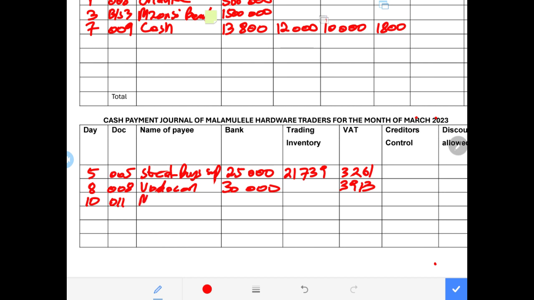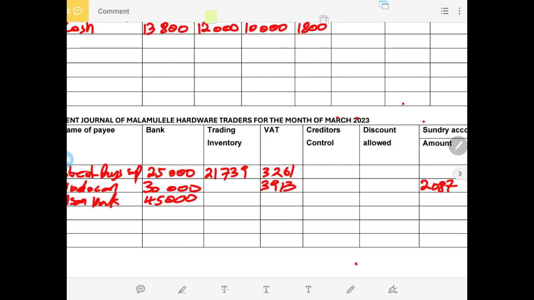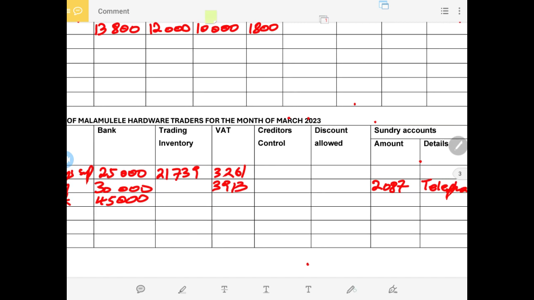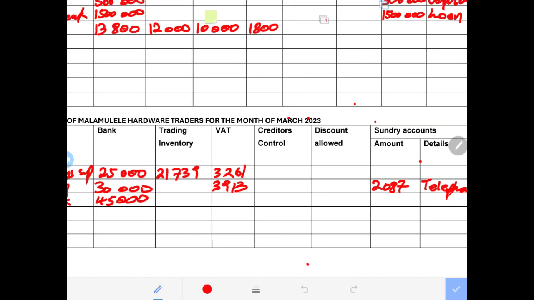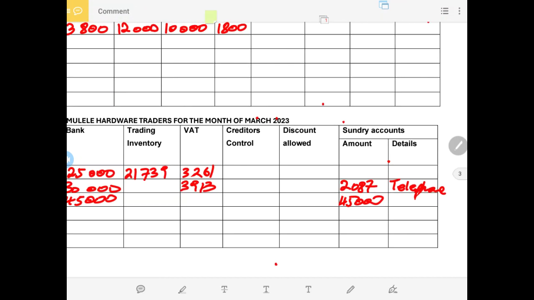Mzansi Bank is the one we are paying. How much are we paying? We are paying 45,000. It's money that decreased from our bank account. Do you have a column for loan? There's no column for loan. So the 45,000 will then come here as 45,000. This is for the credit side of the entry from the general journal.